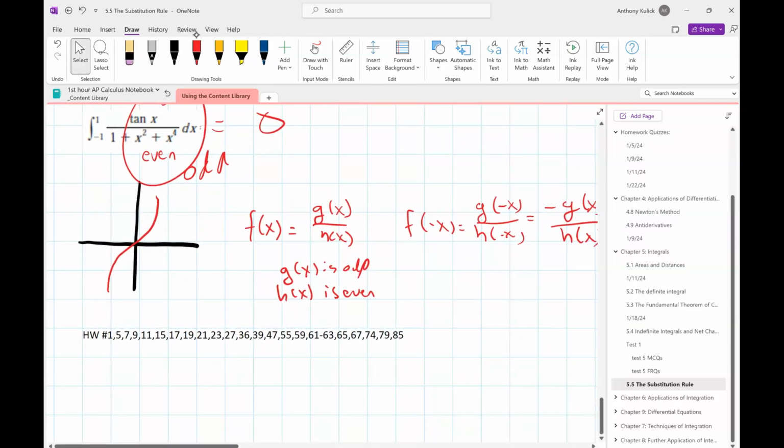I need to pick some problems. I was not prepared to assign homework today, so I didn't pick any problems here. That's okay. I just have a bunch of these things that are all just like do the integral, right?